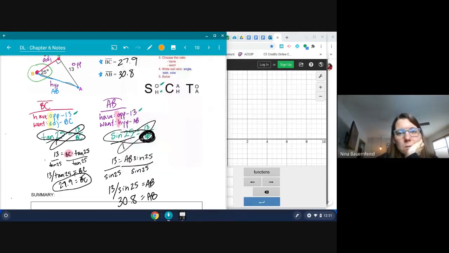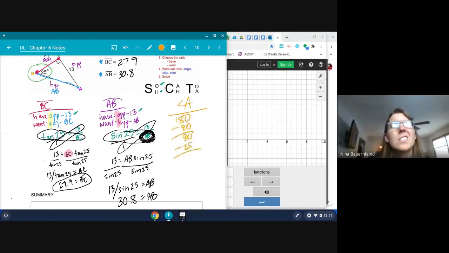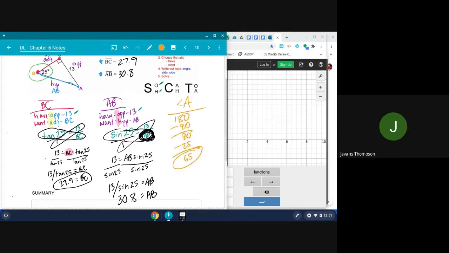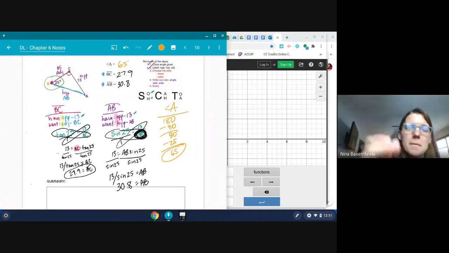And then last, we got to find angle A. Tell me how to do that, you guys. How do I find angle A? You do 180 minus 90 minus 25. You got it. 65. Perfect.